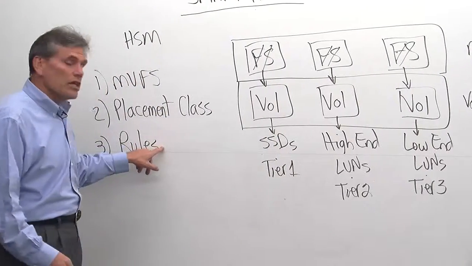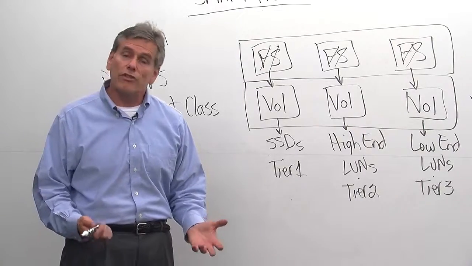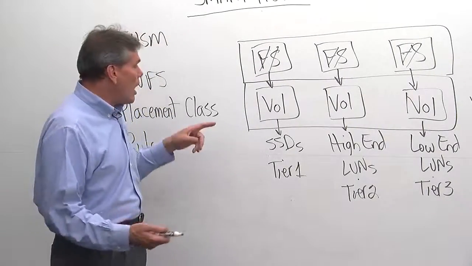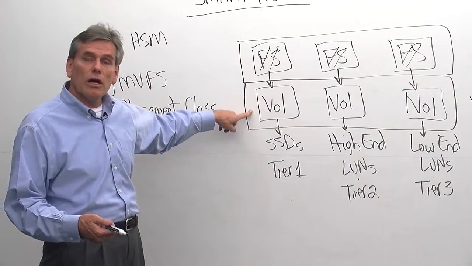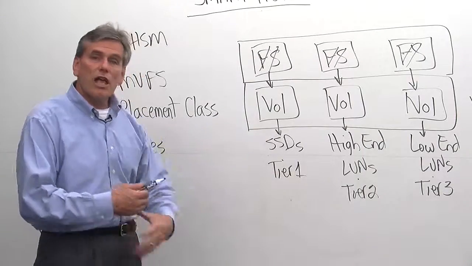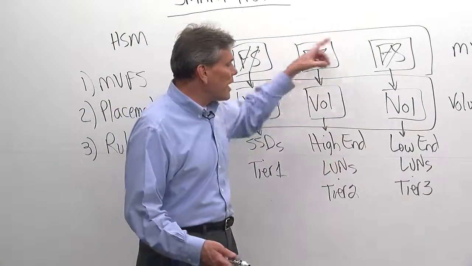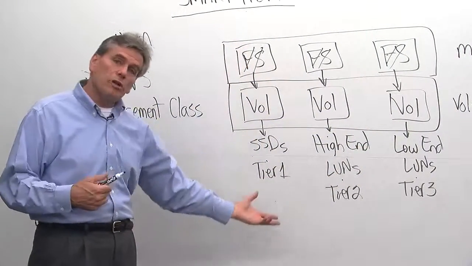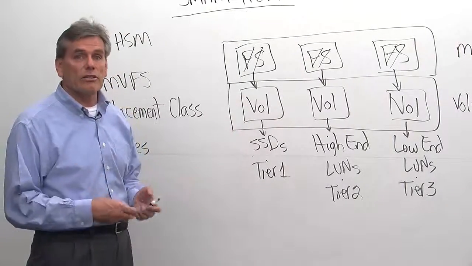And then lastly, we create rules. Rules are just like email rules, if you think about it. It says that, okay, if I have a critical file, I want it to go on tier 1, so that file is going to be placed on these solid state devices. If I have a low-end file, a temporary file or something, I actually want it to go over here. So the rules allow not only initial placement, but also movement of files as things change, like I/O activity.